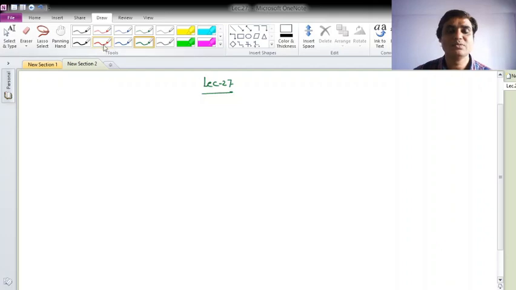Now from this class, we will start with a totally new topic called the magnetically coupled circuit, or I will say the coupled coils. So we'll start from here onwards, that is, magnetically coupled coils.